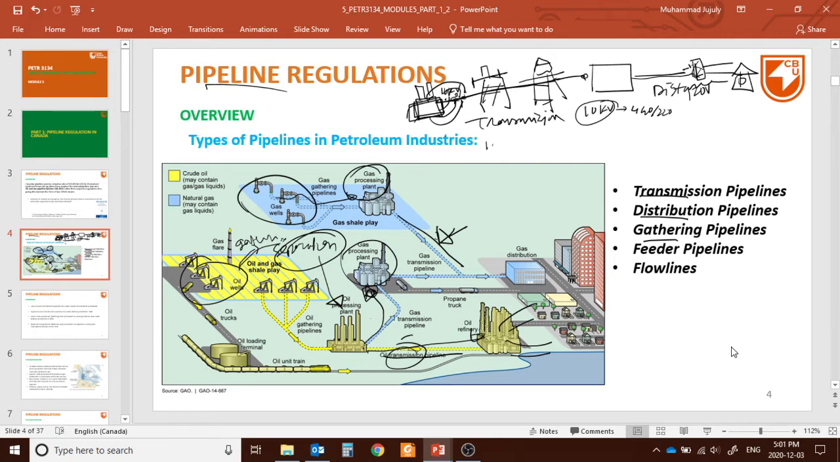And in this case, after the gas process, it goes to the natural gas transmission pipeline, and it goes to the distribution network, just like that. Okay, and here at the gas transmission pipeline, the differential pressure was very high. It was nearly 600 to 1000 psi, depending on the diameter of the pipeline.